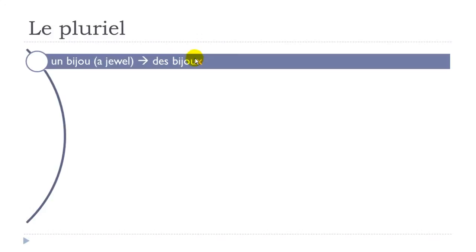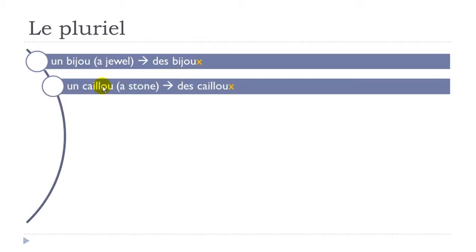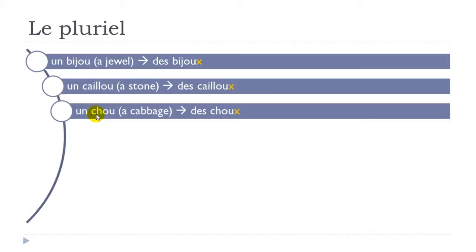So the first one, un bijou. I did put the translation here. Pluriel, des bijoux. Then, un caillou, plural, des cailloux. Remember, you don't pronounce the final X. Then, un chou. Remember, when you combine this C and H, you get the sound sh. Un chou, pluriel, des choux.